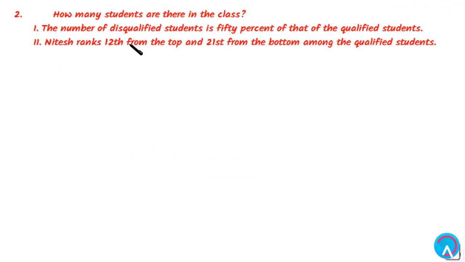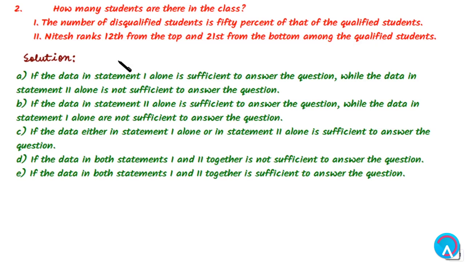Let's do question number 2. How many students are there in the class? The first statement is, the number of disqualified students is 50% of that of the qualified students. Second, Nitesh ranks 12th from the top and 21st from the bottom among the qualified students. So from the second statement, we can see Nitesh ranks 12th from the top and 21st from the bottom among the qualified students.